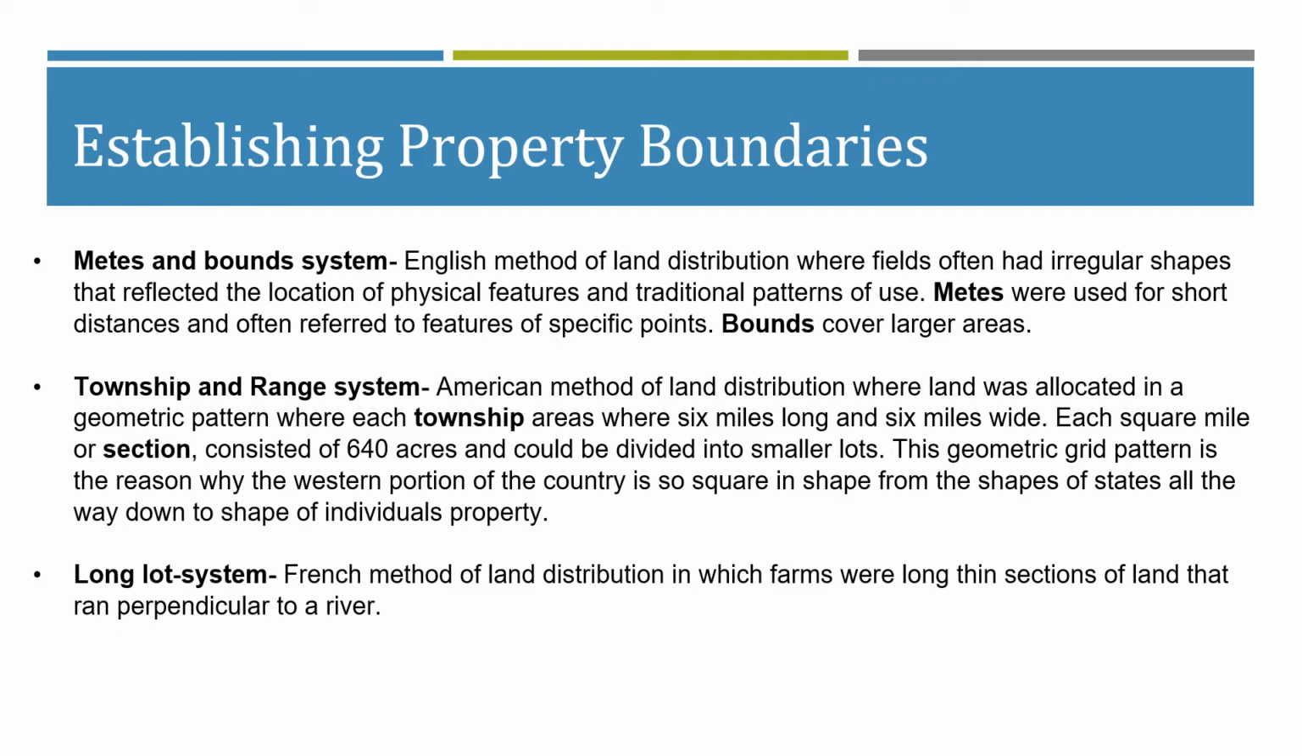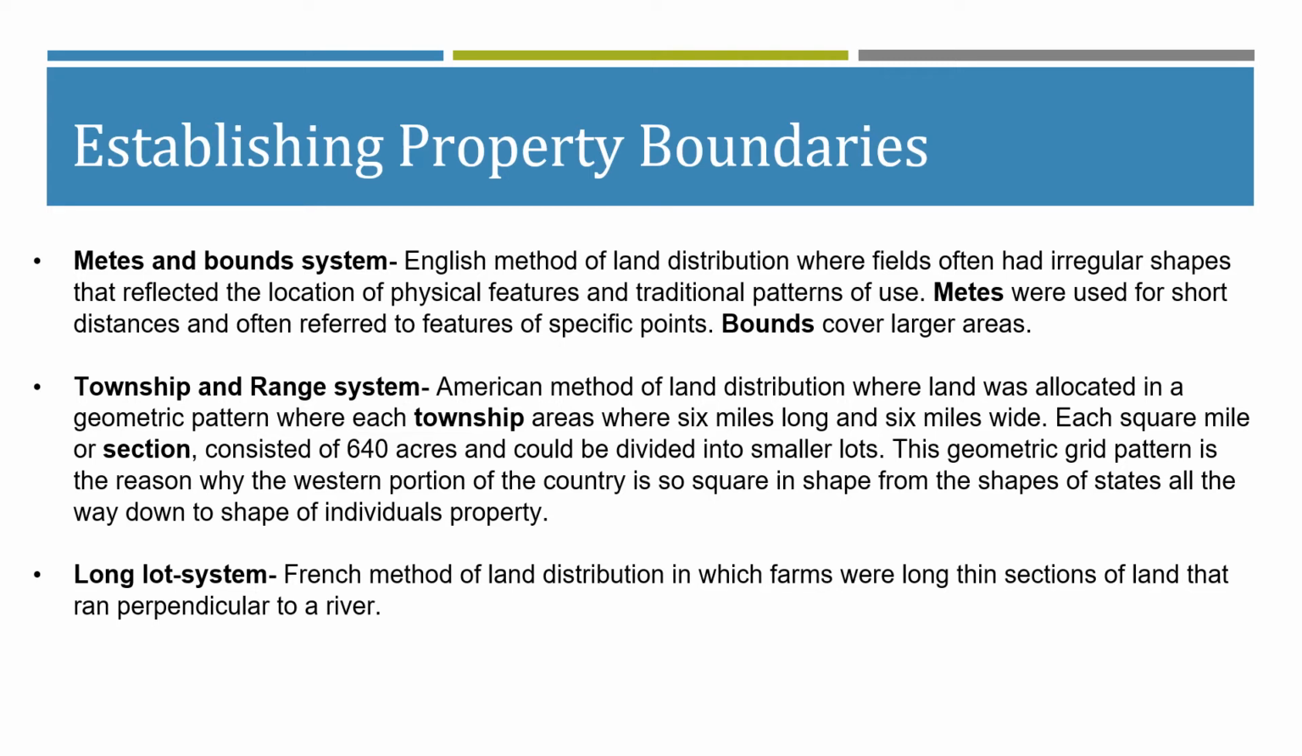Here in the US, particularly west of the Mississippi River, we used what is known as the township and range system. This created a much more geometric grid pattern of how to divvy up the land. Instead of using what was on the land itself, we just divided everything basically into squares. So that's what the township and range system is. Each township is 6 miles long and 6 miles wide, and each square mile is called a section. So again, this creates this grid pattern.